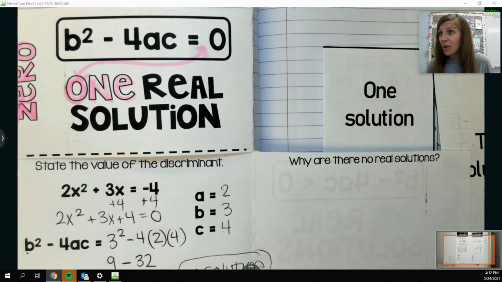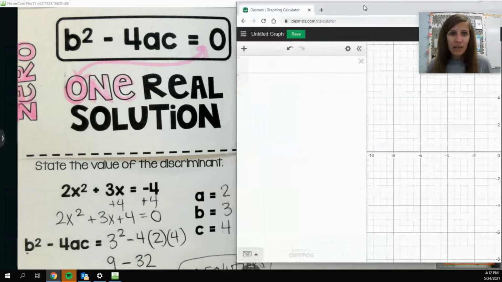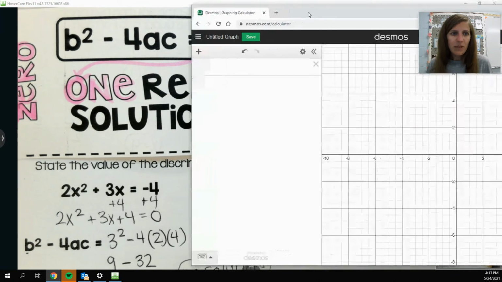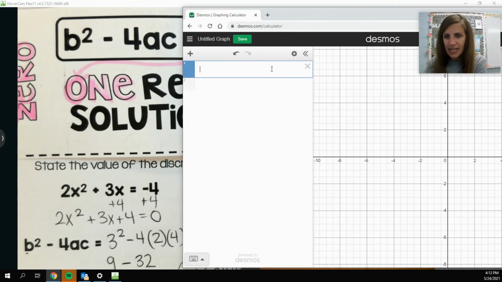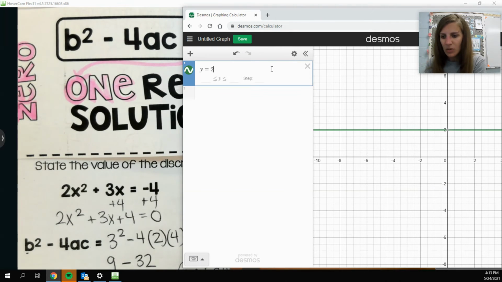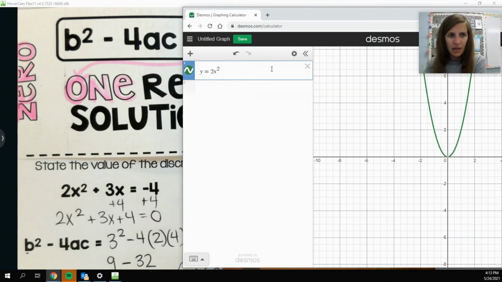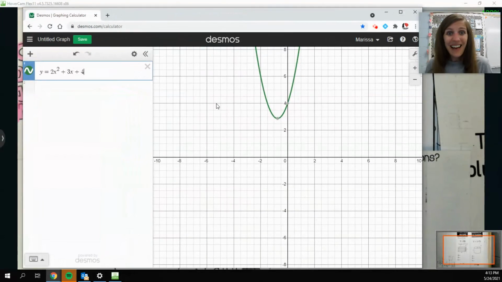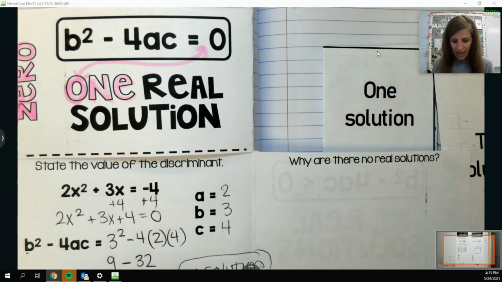So again, going back to our Desmos one last time here, guys. If we think about typing this equation in standard form, so y equals 2x squared plus 3x plus 4. If we take a look at that one, you can see it's not going to touch your x-axis at all. It is a pointing up parabola above the x-intercept, so it's not going to have any x solutions.